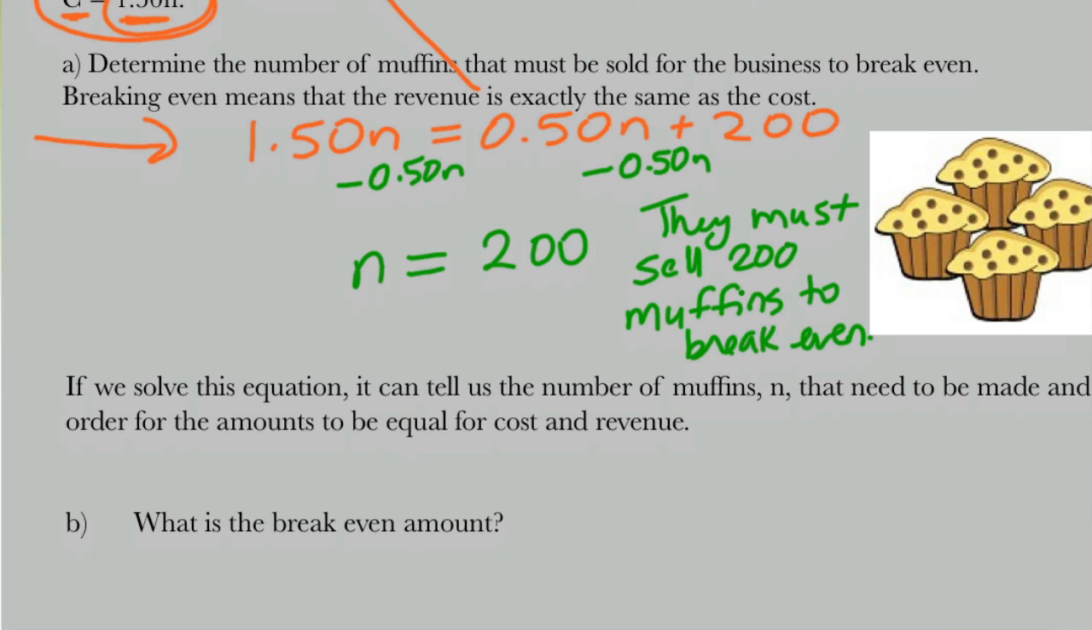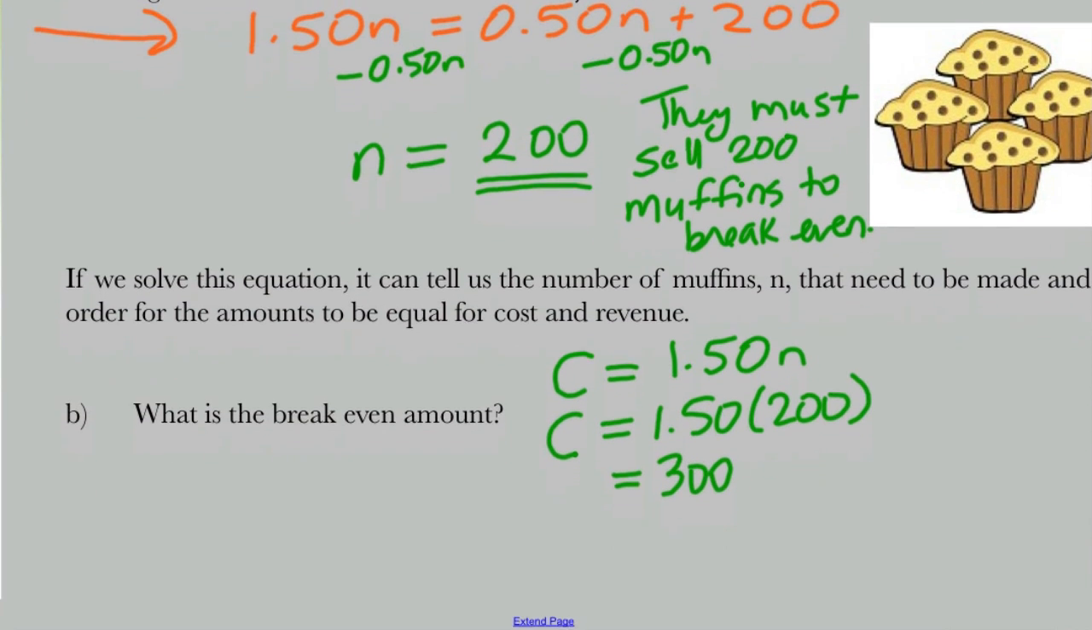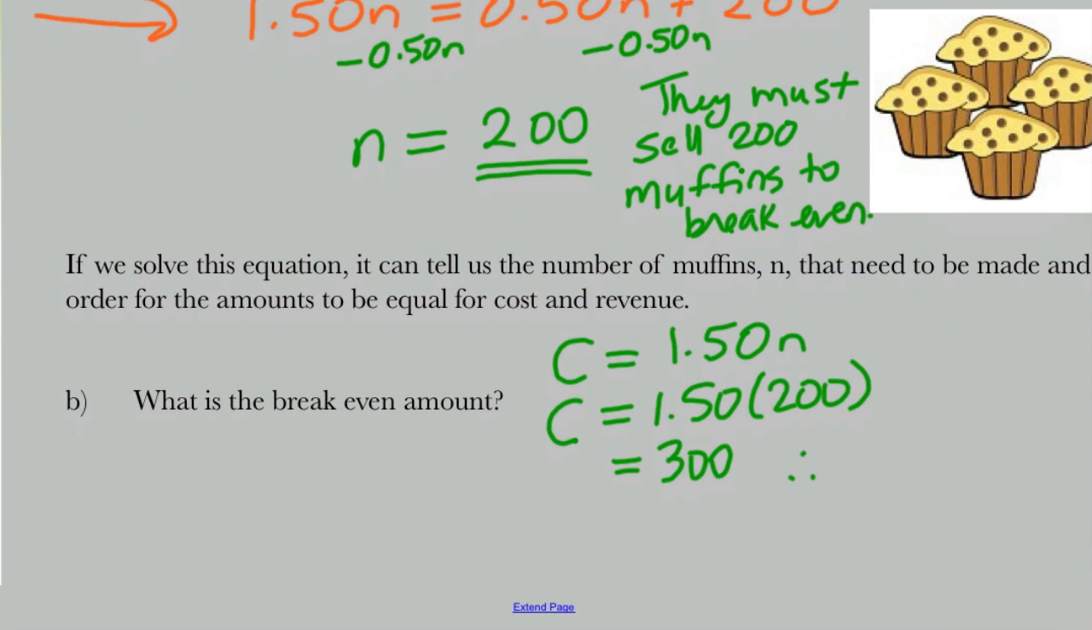So if we use the same equation from the beginning, I'm just picking the simpler equation, and if we sub in the value of n being 200, it might look like $1.50 times 200. And when we do that, we get 300. So what that means is the break-even amount is $300.